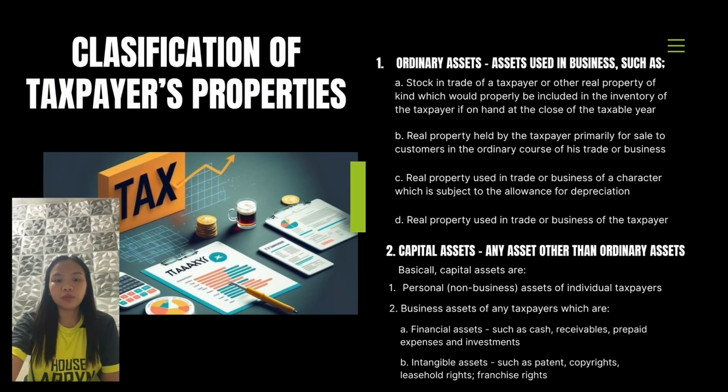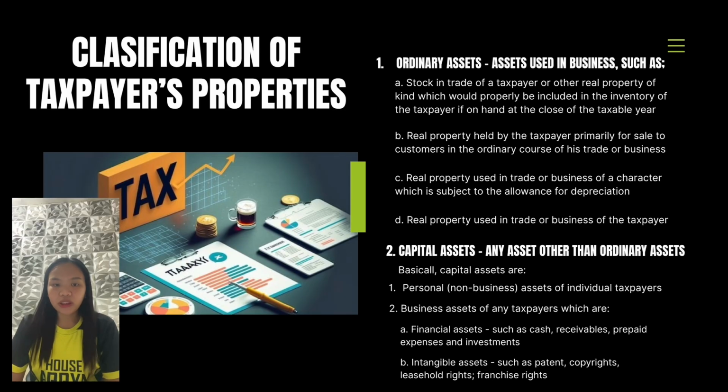So now, let's proceed to the classification of taxpayers' properties. This section describes the classification of taxpayer properties into ordinary assets and capital assets. This classification is crucial for tax purposes as different tax rules apply to each category. First is ordinary assets. These are assets used in a business. The text lists several examples.